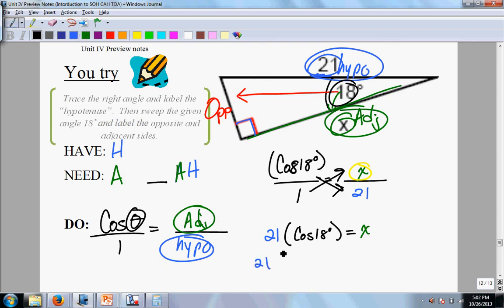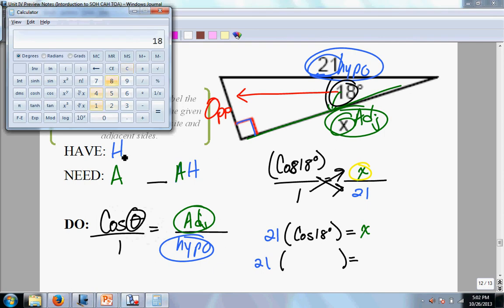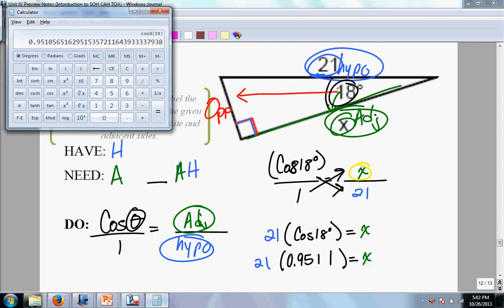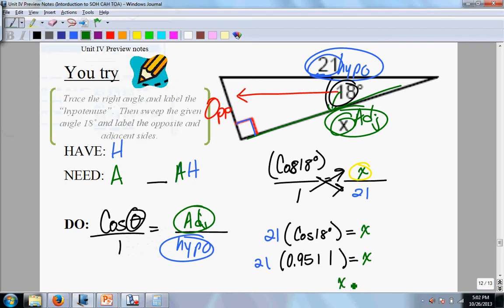So you have 21, and this is going to become a decimal, equals x. So I do 18 cosine. I get 0.951, and it rounds to the 4th decimal place. That's going to be 0.9511. 0.9511 is going to equal our x. So I take that, I'm going to times by 21, and I get 19.97. Since it rounds up there, you can write it like this. X is approximately, in this case, 20.0.